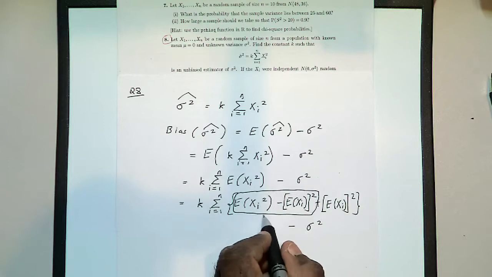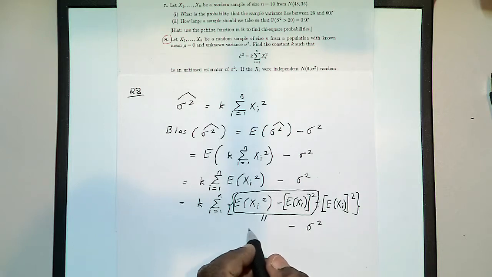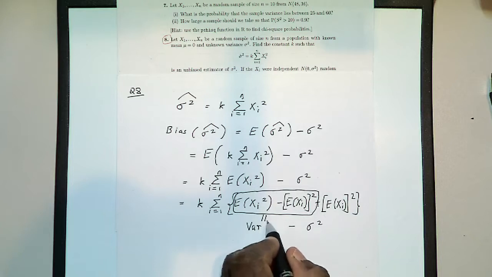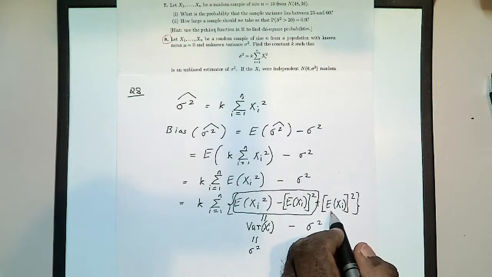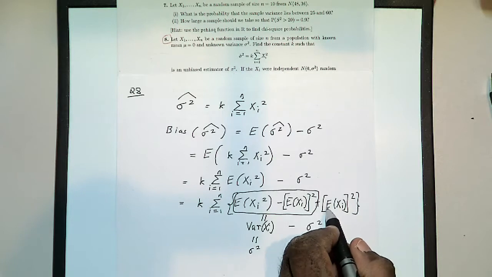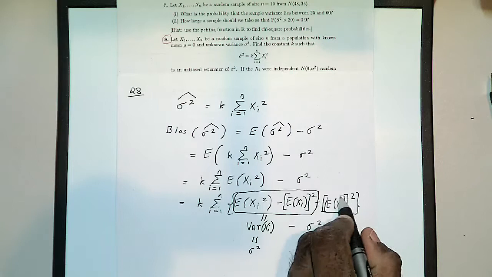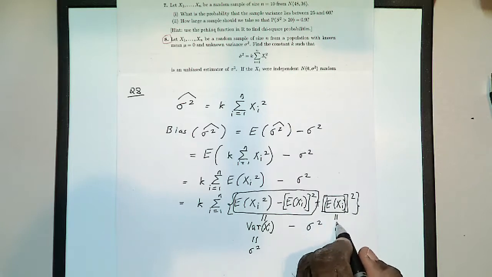Come on, guys, talk to me. This is equal to what? This is equal to the variance of xi. And we are told that the variance of xi is sigma squared, right? And the expectation of xi is the mean of the population, which is mu, and we are told that mu is equal to 0.